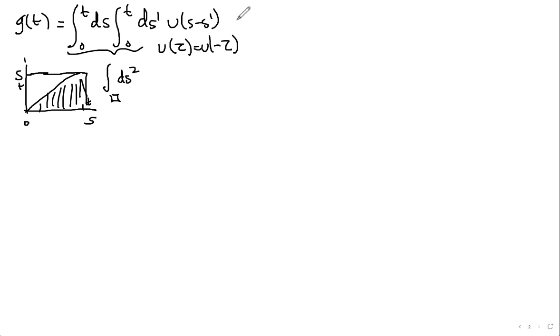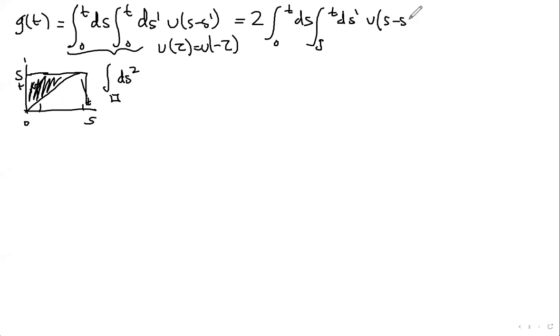So the integral over the square is twice the integral over the triangle. I integrate s from 0 to t, ds, and s prime, well, actually now I'm taking this part. So forget about these lines here. I will integrate over the part that is above, this one. But it doesn't matter, it's symmetric. So I will integrate s prime from s to t, ds prime, and then I put here u of s minus s prime.